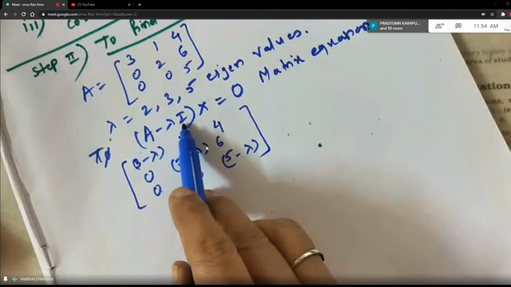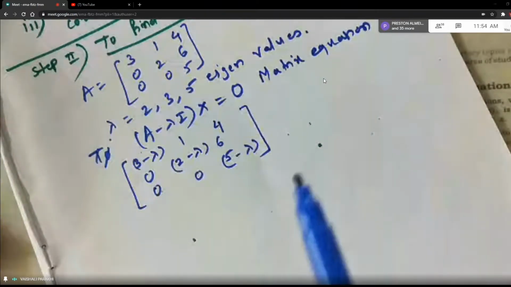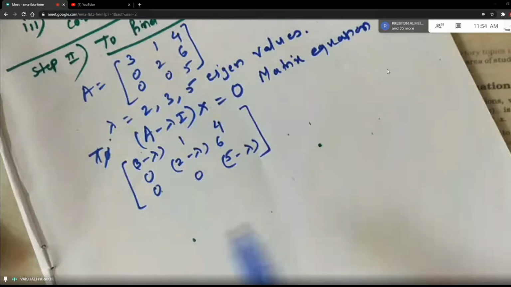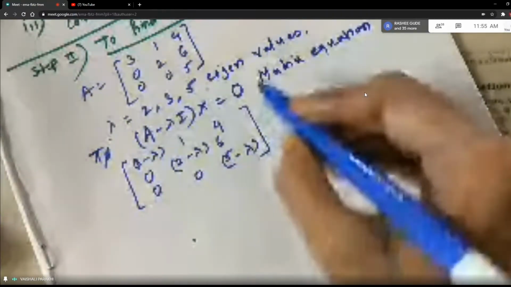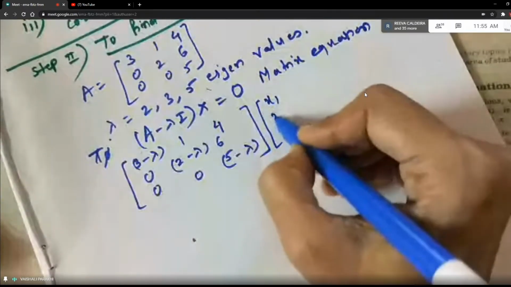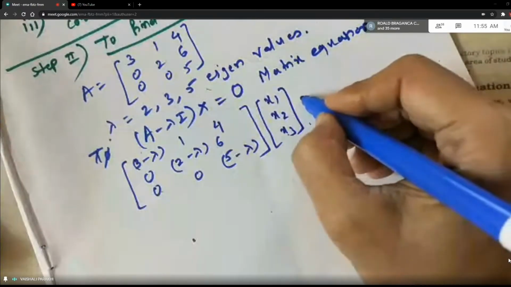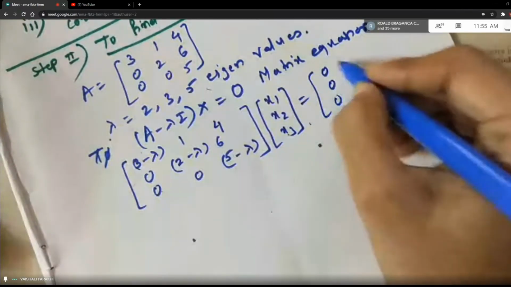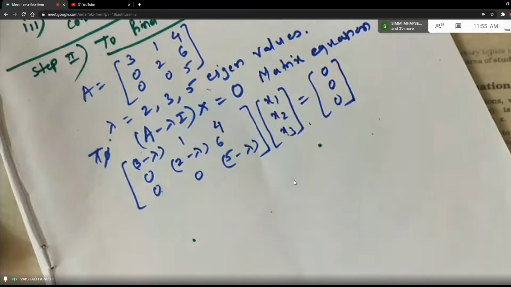So lambda into I means what? I is the identity matrix of the same order. So it is lambda 0 0, 0 lambda 0, 0 0 lambda. When you are subtracting that matrix from this, only the diagonal elements will change. All other elements will remain the same because you are subtracting 0. X is the matrix of unknowns, x1, x2, x3. You can take x, y, z also, no problem. And the null matrix is of this type. So see carefully, students, how I wrote the matrix equation.